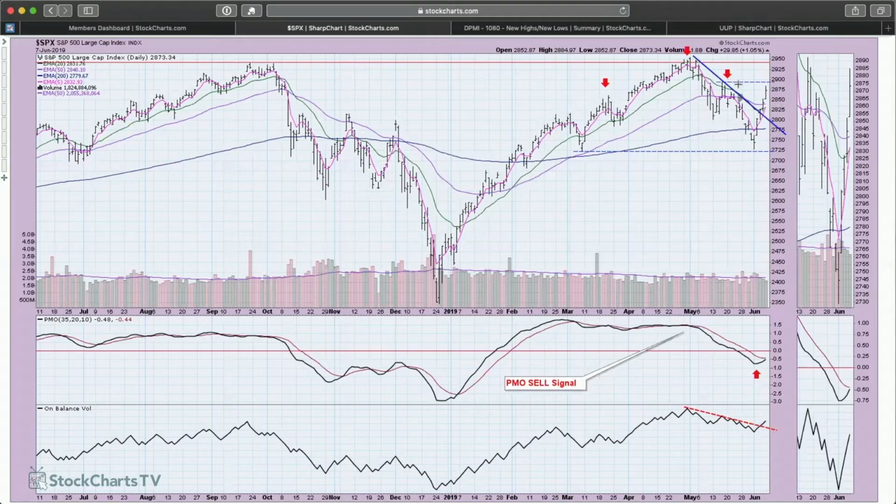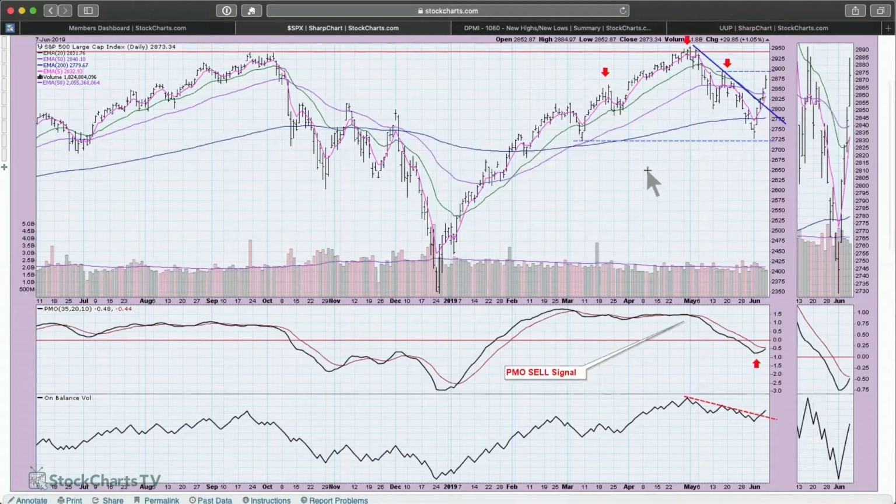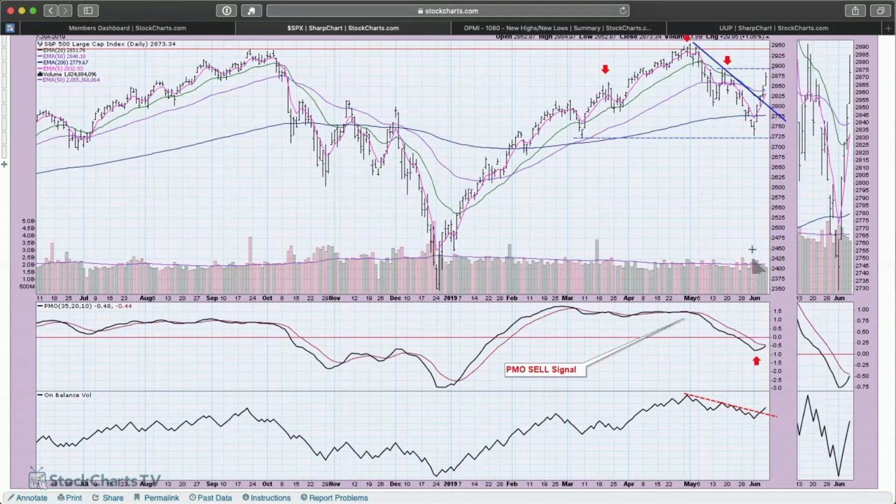So I am considering the pattern nullified at this point. I looked at one chart. I think it's a declining trend channel. I didn't get a chance to mark that up. But here you go again.